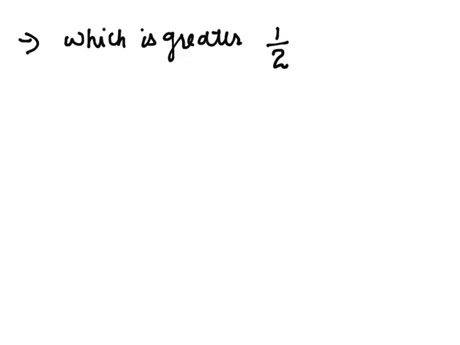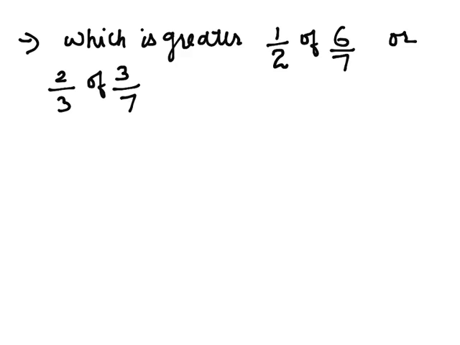Next we have a question where we have to find out which is greater. Here we are given two products, and we have to find out which of the two products is greater: 1/2 of 6/7 or 2/3 of 3/7. So what we will do, first we will multiply the fractions in both products, then we can find out which product is greater.